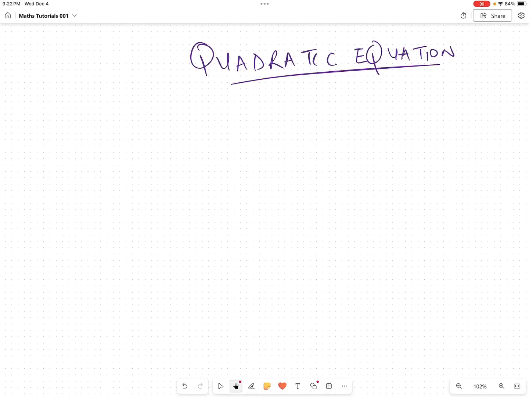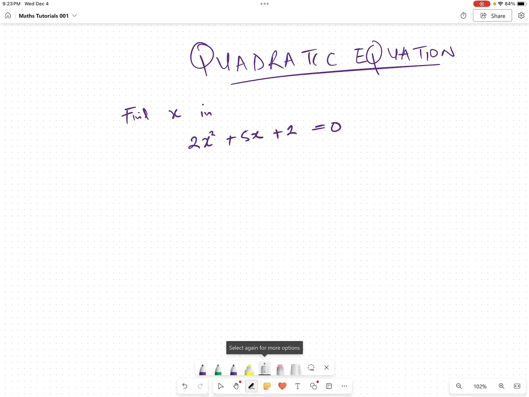Hello, let's practice quadratic equations today. Suppose you have a question that says find x in 2x squared plus 5x plus, let's give it 2, is equal to 0. So suppose that's a question, and notice that there is an x squared here.